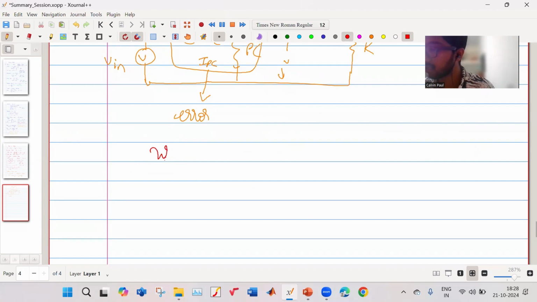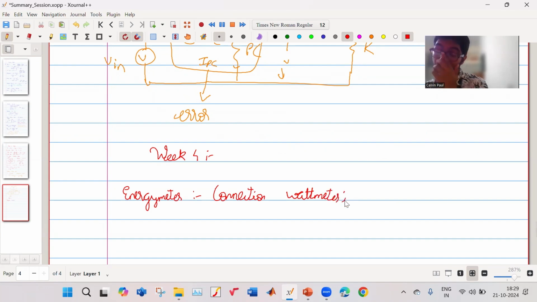So now let us go to week 4. In week 4, the energy meter has been taught. The connection of the energy meter is the same as the wattmeter. The errors also are there. Then another thing that was taught is known as the DC potentiometer.